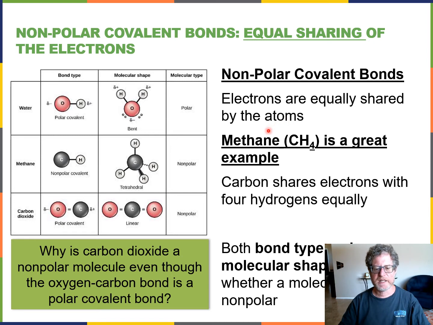If you have an equal sharing of the electrons, it's a nonpolar covalent bond. Methane is a perfect example, CH4. In CH4, the carbon and hydrogen share the electrons equally. When they share the electrons equally, there's no charge separation, they're nonpolar. Carbon dioxide is another example. The carbon and the oxygen share the electrons equally. It's a nonpolar covalent bond.